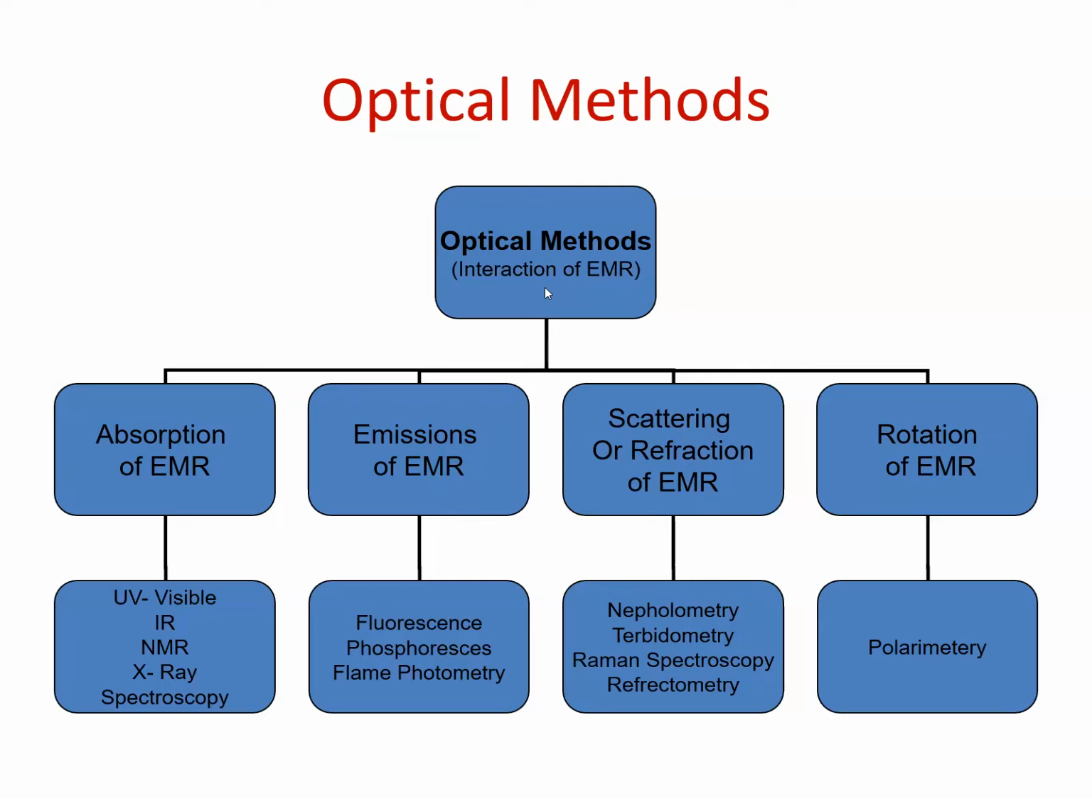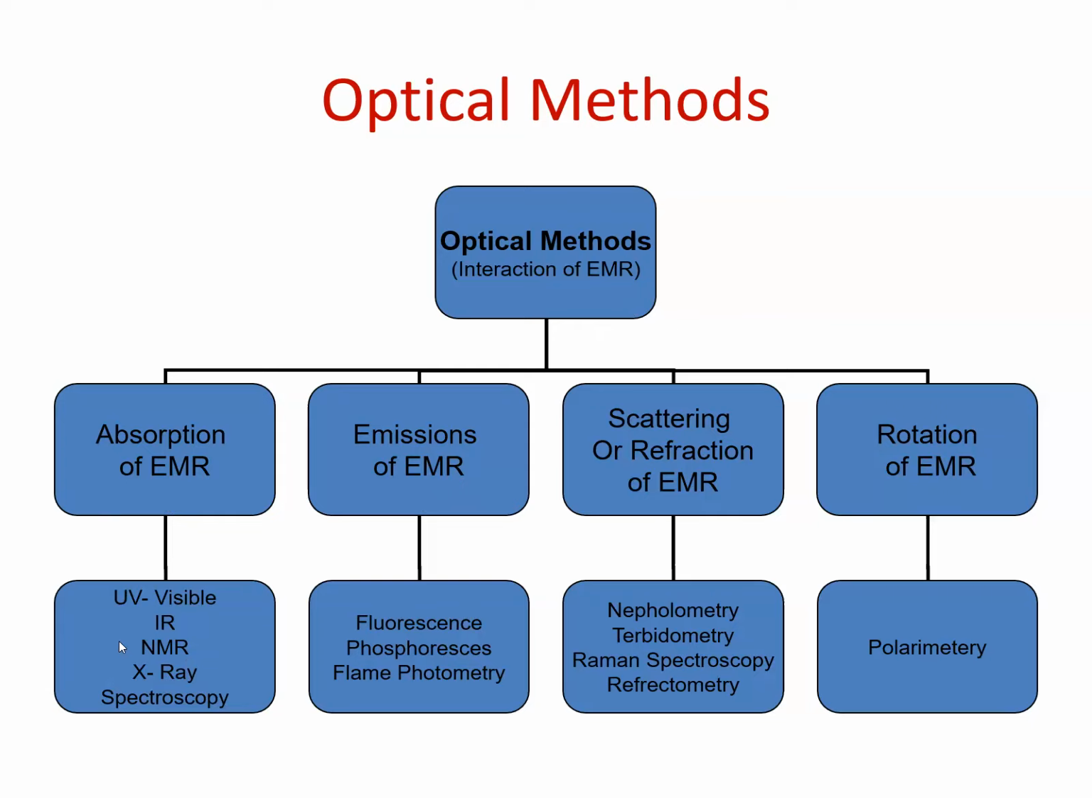So optical methods can be divided into the absorption type of optical methods, emission type of optical methods, the scattered type of optical methods, or rotatory type of optical methods. And all of them are based on the interaction with the electromagnetic radiation. The absorption type of optical methods will involve UV visible spectroscopy, infrared spectroscopy, NMR, X-ray spectroscopy. These are some of the methods.